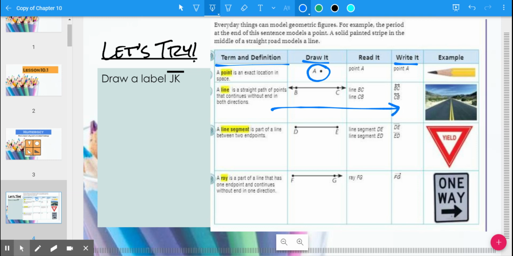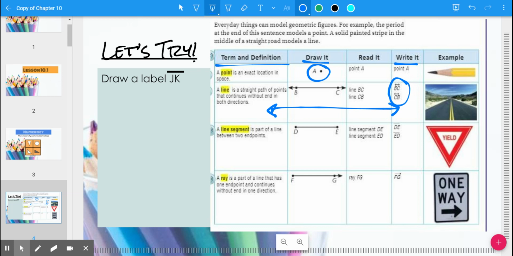A line, what's really important about a line is that it continues forever. And the way that you show it continues is by putting arrows. If you don't put arrows, then the line stops. So the arrows show that it's going to go on forever. It's important that you know that you write it like this. You have to put the arrows when you write it.